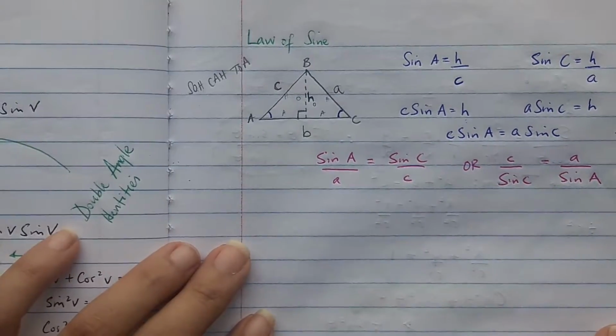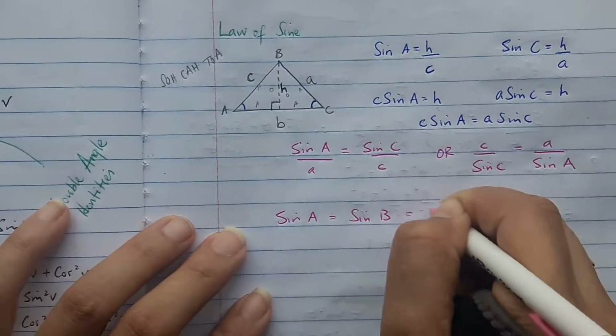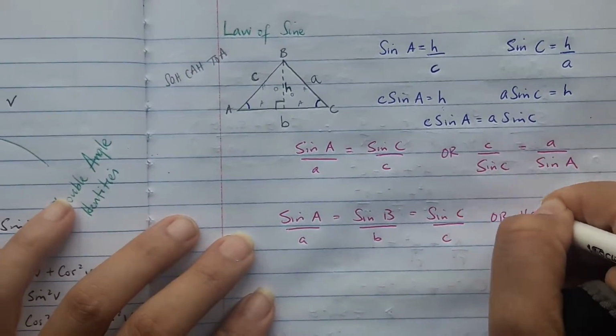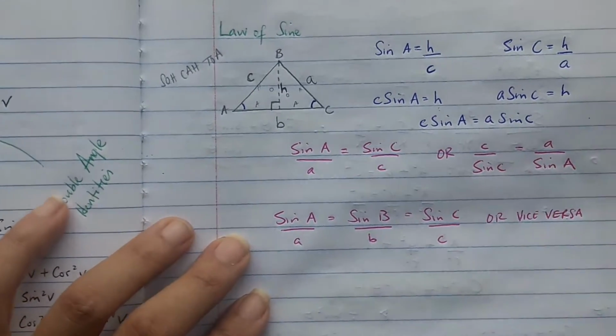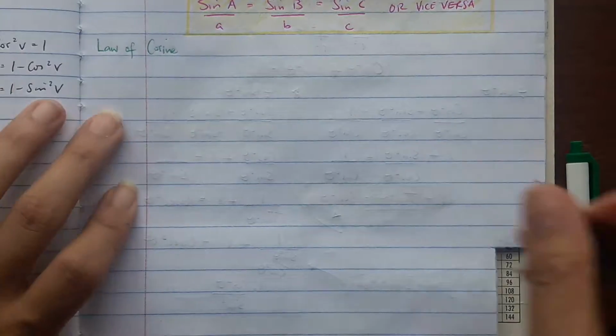I'm not going to go into the entire proof, but it actually turns out to be true for all the angles. Sine A over a equals sine B over b equals sine C over c, or vice versa. In other words, you could do lengths over the angles. Alright, so now we're going to take a look at the law of cosines.